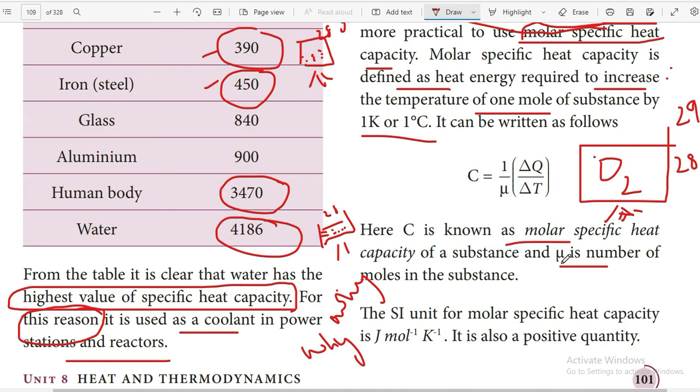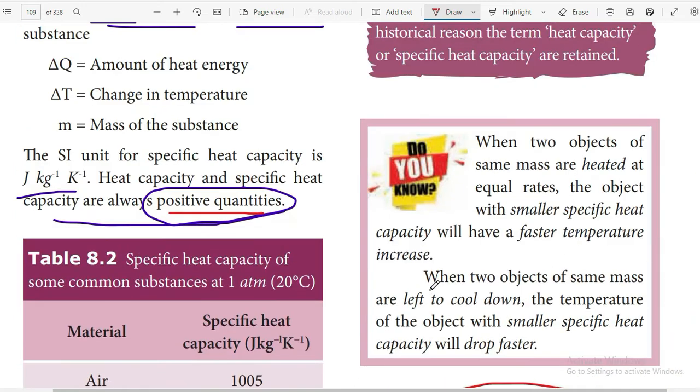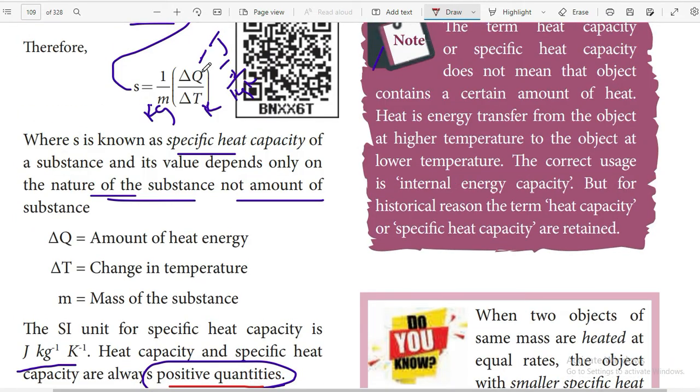Mu is spelled as mu, and mu is the number of moles in the substance. What is the SI unit of molar specific heat capacity? It is joule per mole per Kelvin. Here, what did we use earlier? Joule divided by mass. Since steel has some mass, 1 kg, 2 kg, etc., we used the unit as kg and Kelvin.